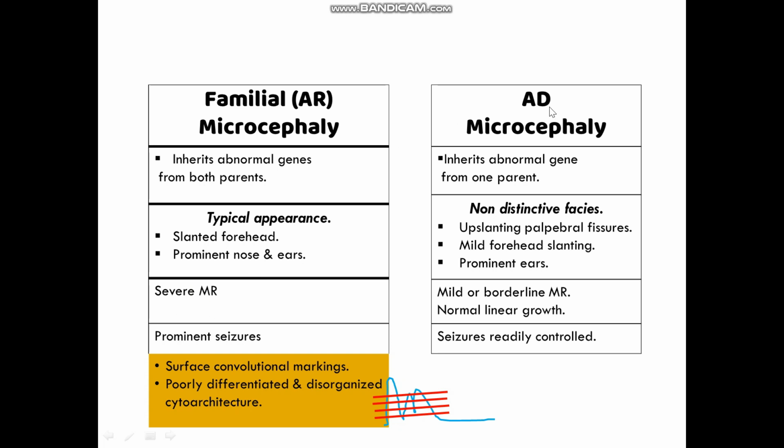As for the autosomal dominant type, the baby inherits an abnormal gene from one parent, as this condition needs only one dominant gene to be present. There is non-distinctive facies unlike the autosomal recessive type. However, there may be upslanting palpebral fissures, mild forehead slanting, and prominent ears. The mental retardation is mild or borderline, and there is normal linear growth. The seizures are readily controlled.